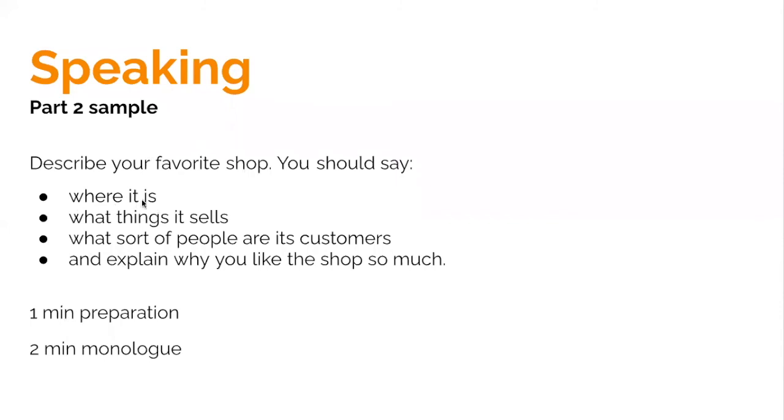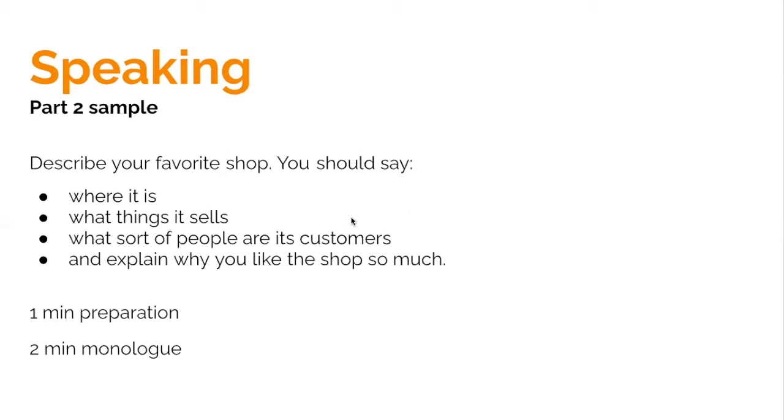These bullet points are basically some advice for you, some tips, some clues, some helpers, so you're not lost and know what to talk about if you don't know what to say. But usually, if you have a lot to say, you may not even look at these. You see, okay, my topic is my favorite shop, and you can say whatever you like on this topic. If you don't mention one of these things, like where it is, or what sort of people are its customers, it's not a mistake. You're not going to lose any points at all. That's for sure.